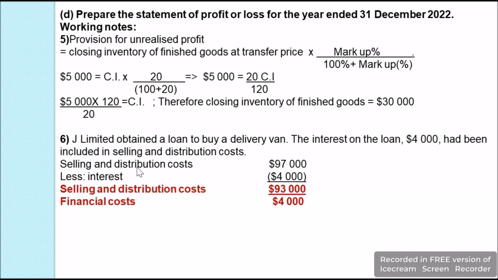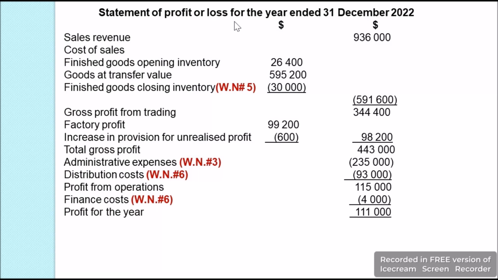We'll take the selling and distribution cost, which was given as $97,000. From there we subtract this interest of $4,000. We will get the selling and distribution cost as $93,000, and this $4,000, which is the interest, will be the financial cost. The statement of profit and loss for the year ended 31st December 2022.